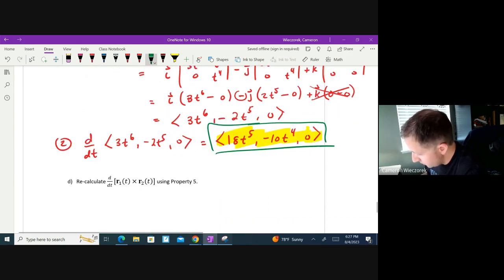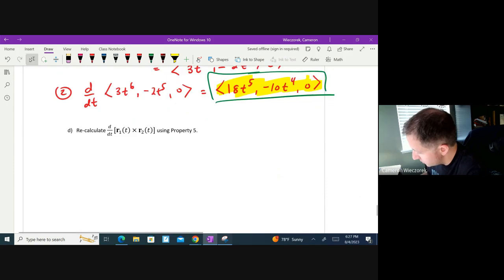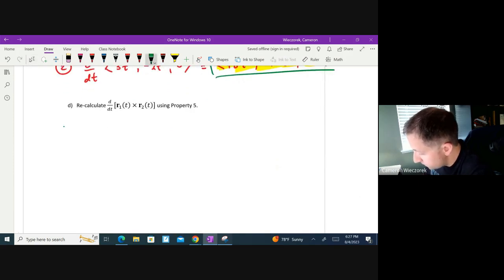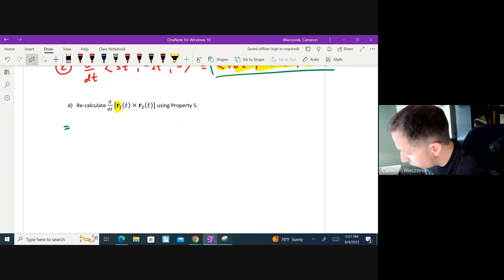Or, alternatively, we could use property 5, and we should get the same result. So let's finish by doing that. If I use property 5, then this would be the derivative of R1 crossed with R2. Remember, you have to keep the order consistent. R1 has to appear first. R2 has to appear second.